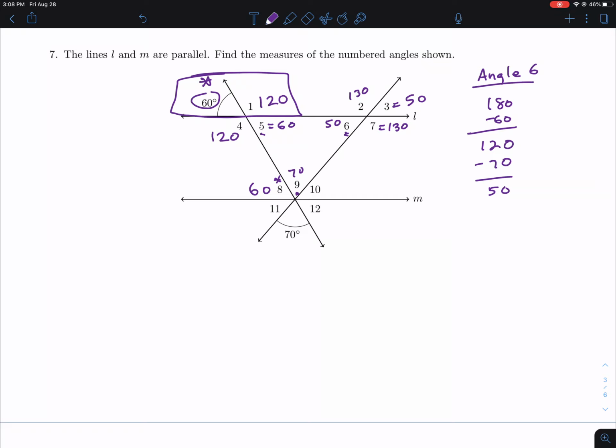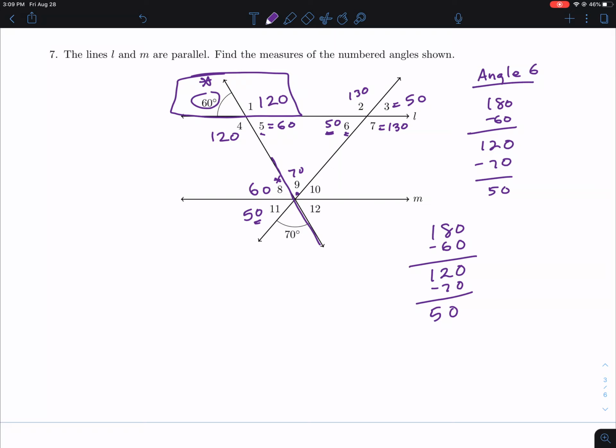And so now I can find angle 11, because if I look, angle 8, angle 11, and angle 7 all add up to 180 degrees. So if I do the same thing and do 180 minus 60, gives me 120, minus 70 gives me 50. So that tells me that angle 11 is 50. And we could have gotten that using corresponding angles also, because if you notice, those two are the same, so I could have used corresponding angles as well.